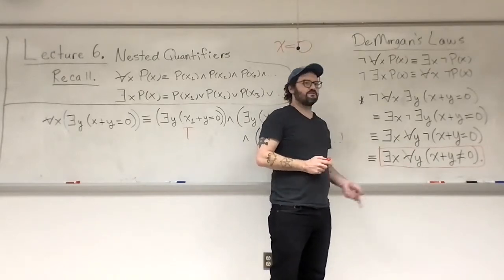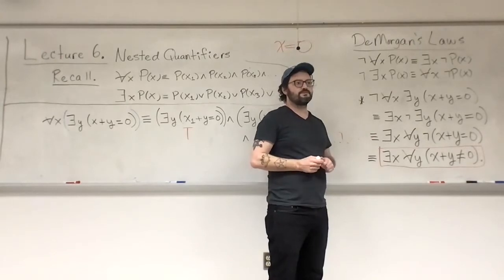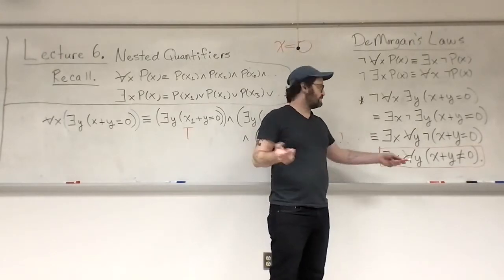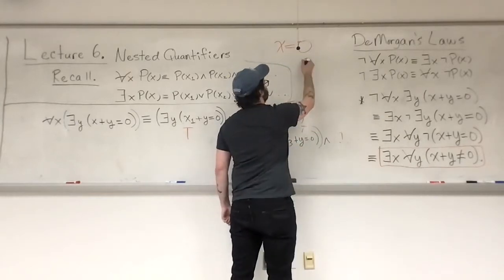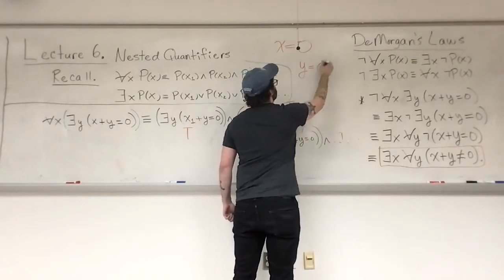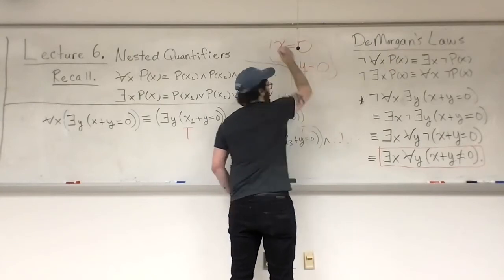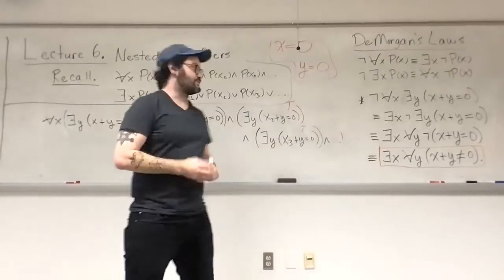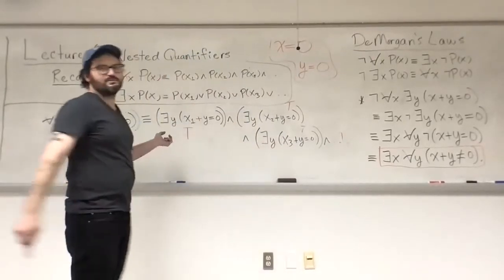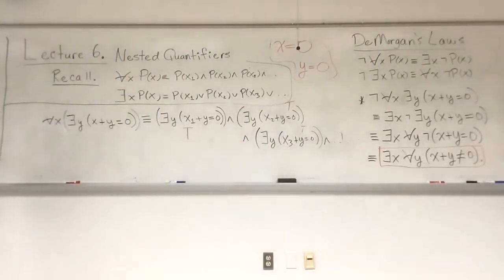For every possible real number y, x plus y is not equal to 0. What y would make it actually equal to 0? Exactly. So this right there would be a counterexample of that, making it false. Which is good. It better be false because the original one we kind of argued was true.